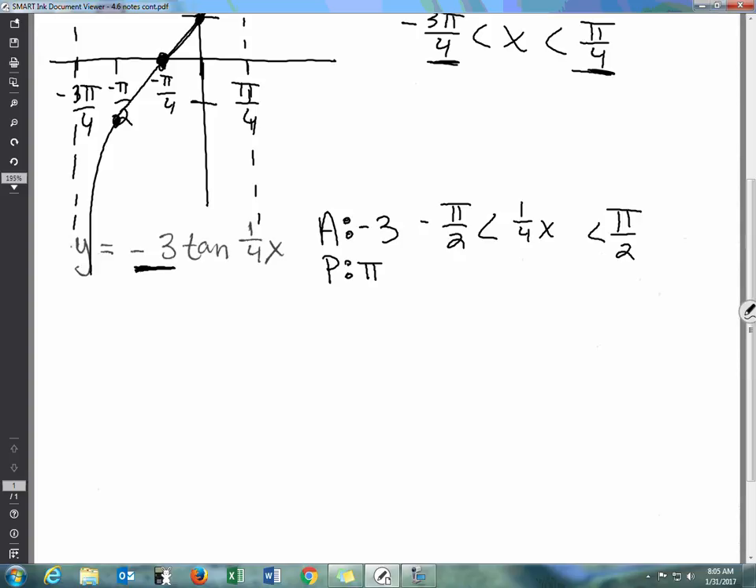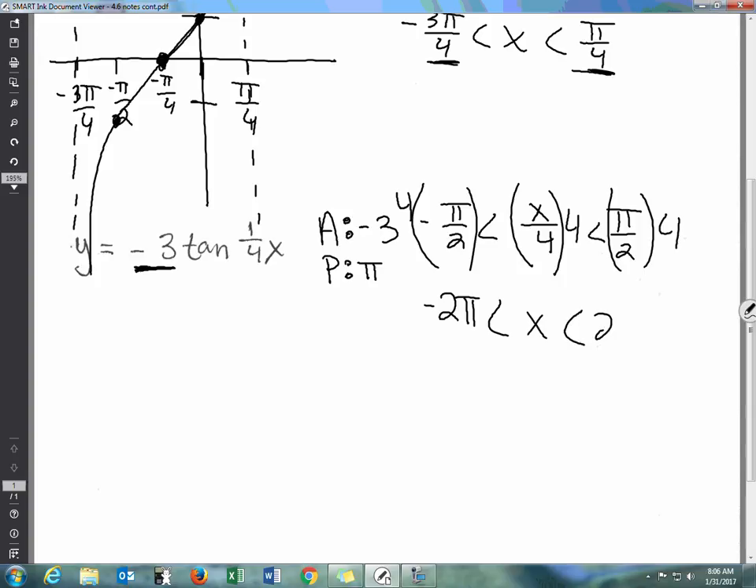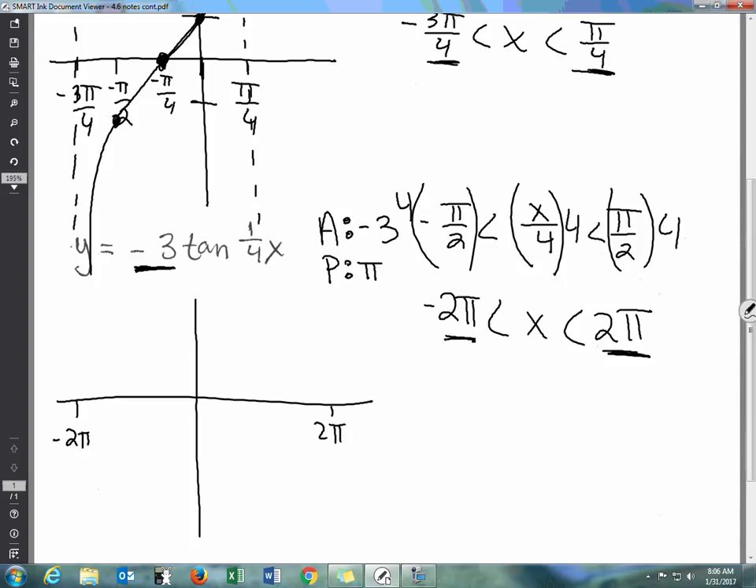Now, this 1/4 x can actually be rewritten as x over 4. Sorry about that, my board likes to mess up sometimes. You can work it with 1/4 x and divide by a fourth, which is the same thing as what we'll do here. I will multiply both sides times 4. When I do that, I get negative 2 pi is less than x, which is less than 2 pi. Okay, so these two are my asymptotes: negative 2 pi and 2 pi. So my graph is really, really wide.